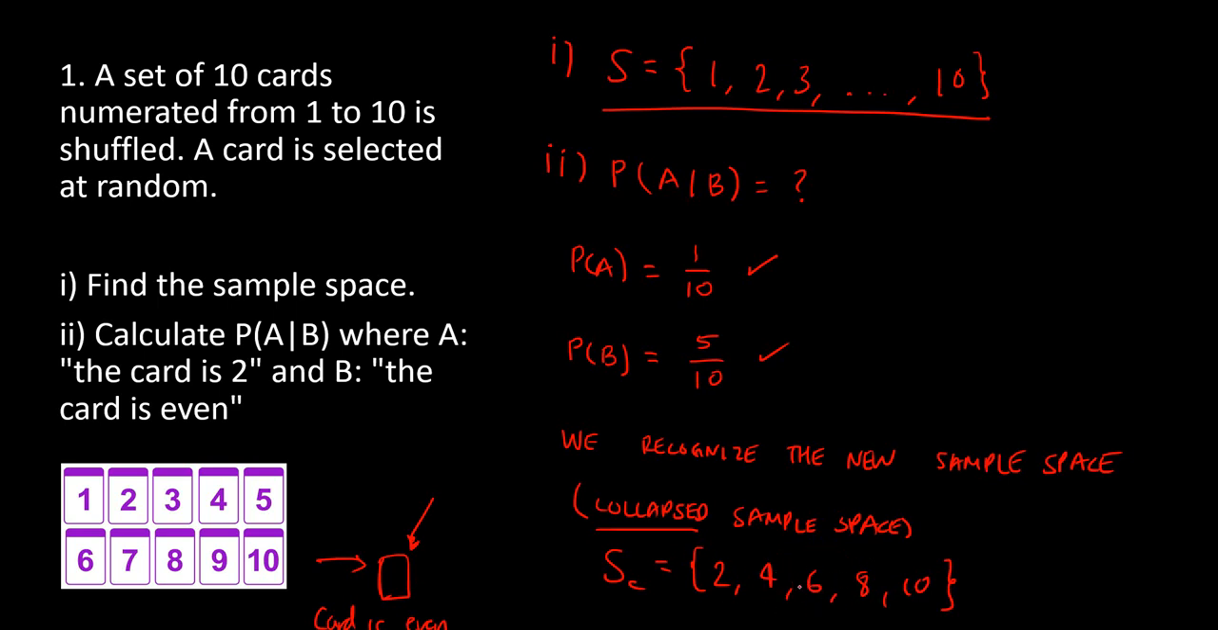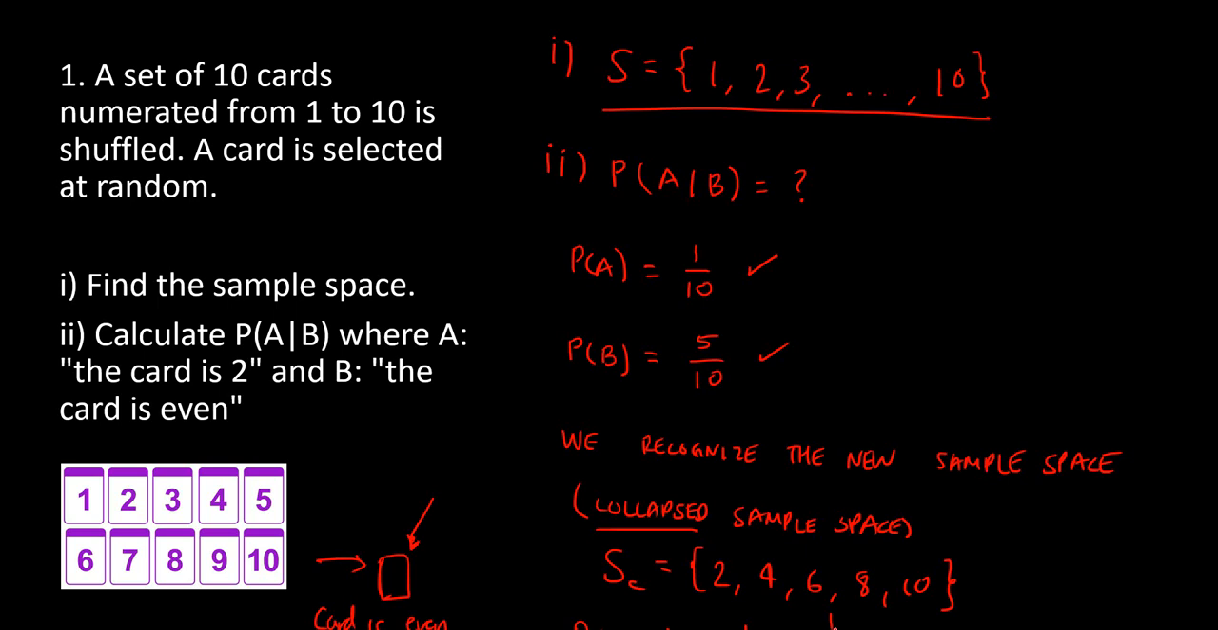Okay, very good. And now that I know that this is my new sample space, what is the probability of this card being the number 2? Well, I have only this possibility. This is the favorable outcome out of 5 possible ones, and therefore we can say that the probability of A given B, the probability of the card being 2, given that we know that the card is even, will be 1/5.